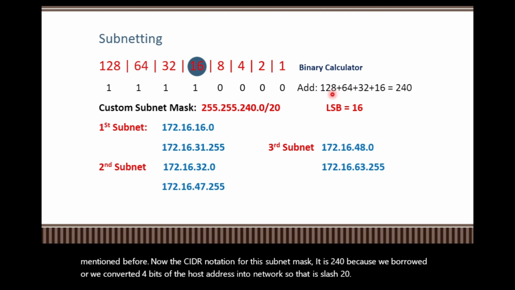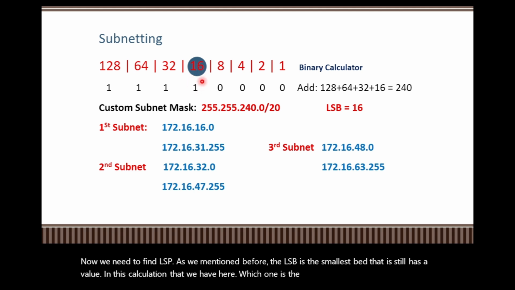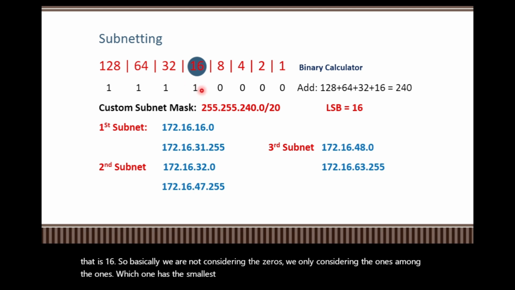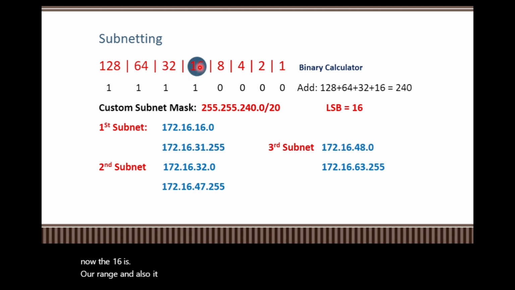Now we need to find the LSB. As we mentioned before, the LSB is the smallest bit that still has a value. In this calculation that we have here, which one is the smallest bit that still has value? That is 16. So basically we are not considering the zeros, we are only considering the ones. Among the ones, which one has the smallest value but still has value? That is this one, 16. So now 16 is our range and also it is the start of our first subnet.